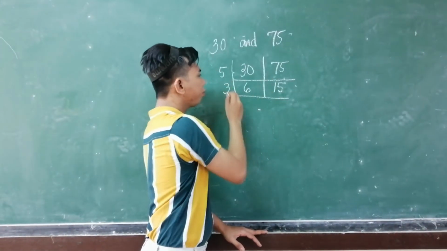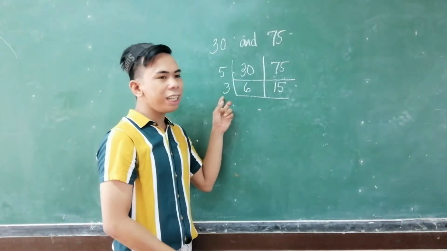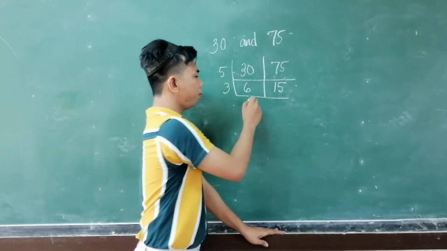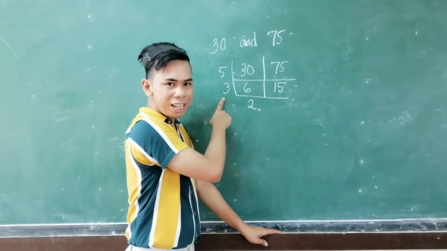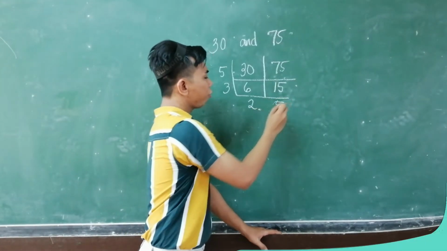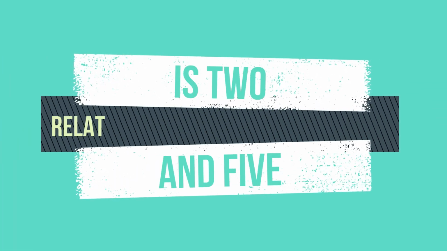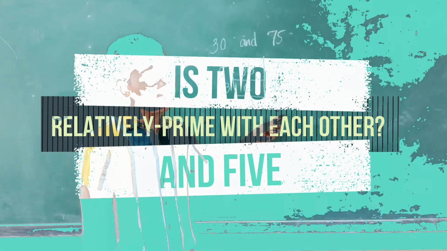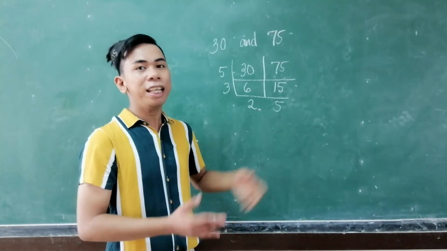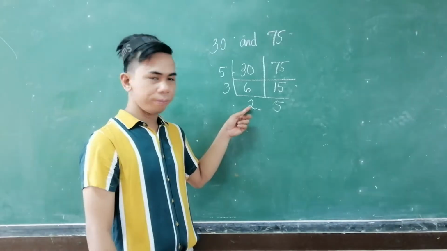So we have 3. 6 divided by 3 is 2. 15 divided by 3 is 5. Are 2 and 5 relatively prime with each other? If your answer is yes, then we will stop here.